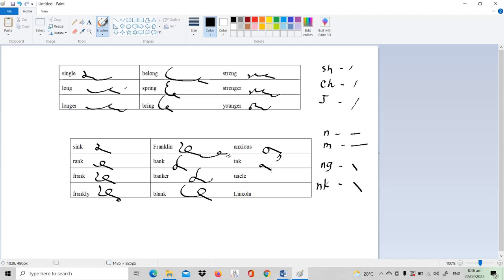Next, ink. Ink. E-N-K. Next, uncle. Uncle pala. Uncle. Ano ba yan? Okay, next, Lincoln. We have Lincoln, capital symbol.